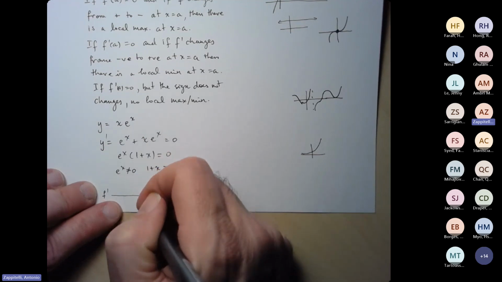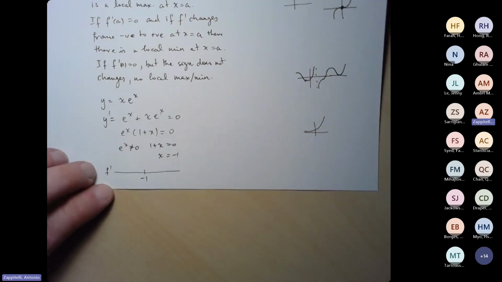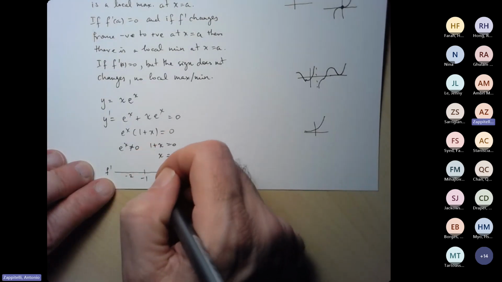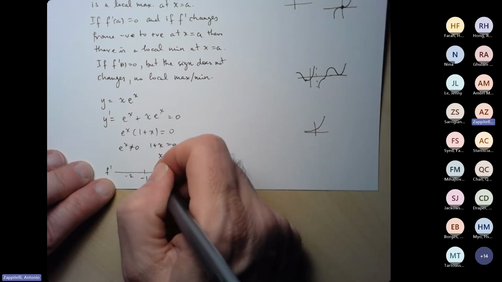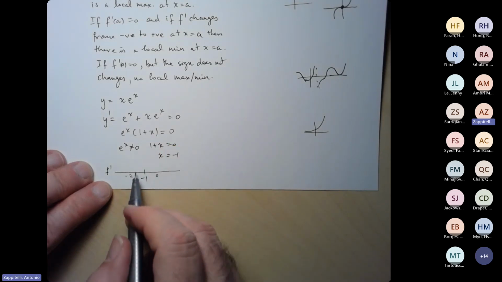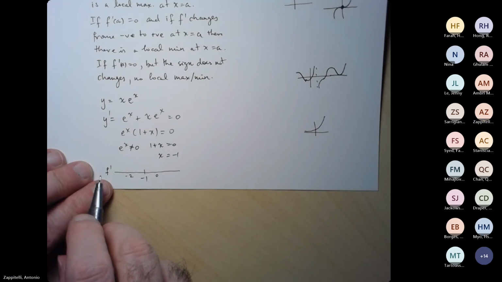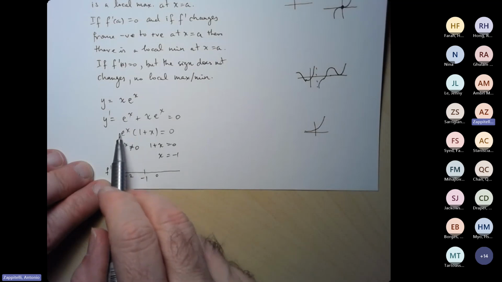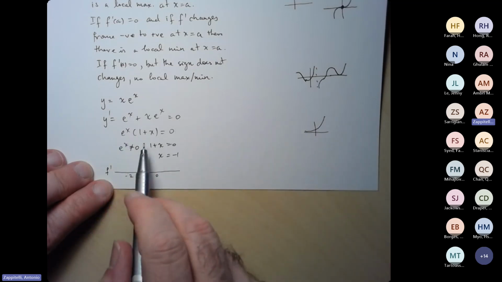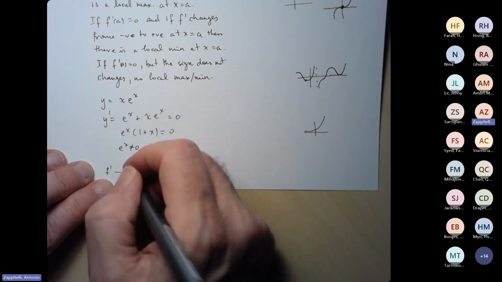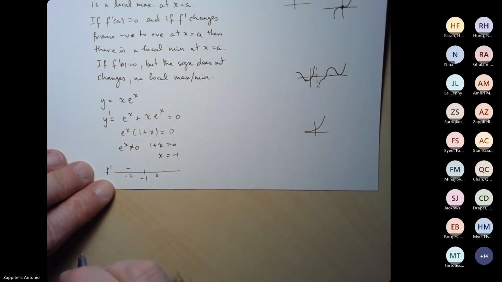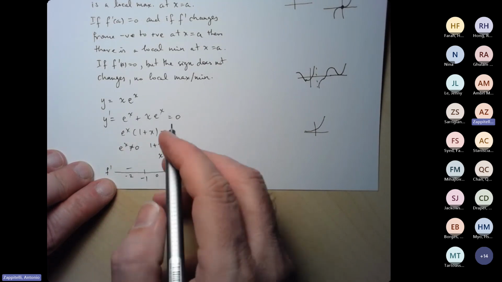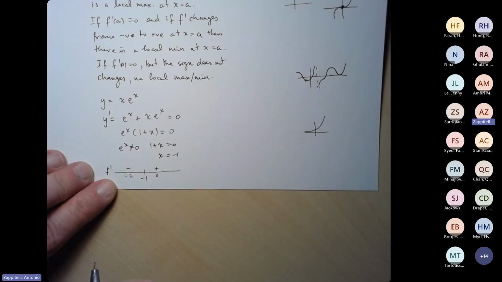And so what I do here is I put this -1 and I test a number to the left of -1, say -2. I test a number to the right of -1, say 0, and I just find the sign. So here, if we put in -2, e to the -2, e to the x is always positive, so that's always positive. 1 plus -2, that's negative. Let's put 0. Again, e to the 0 is positive, 1 plus 0 is positive. There you go, positive.